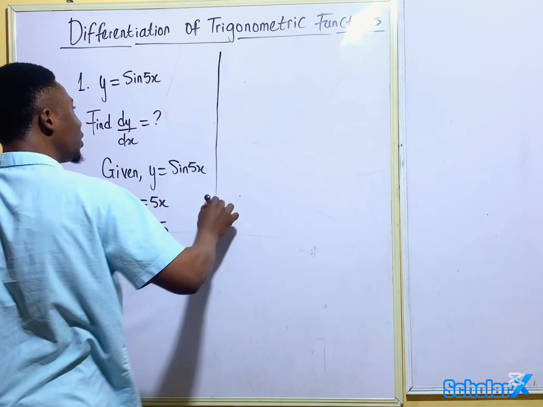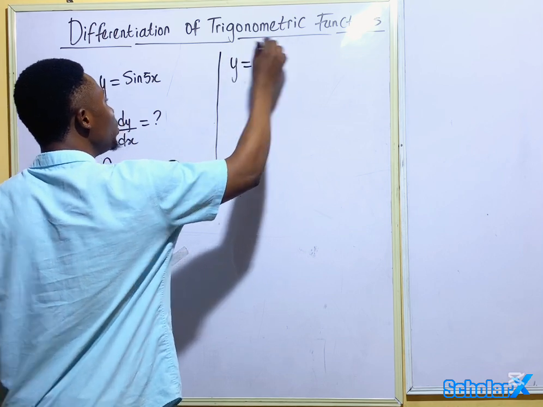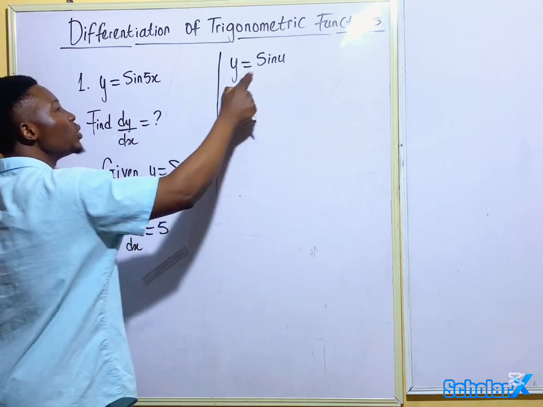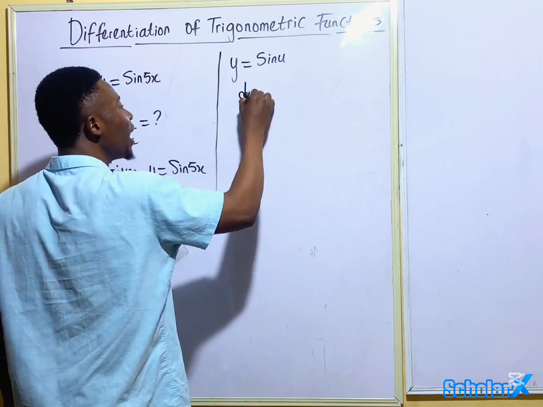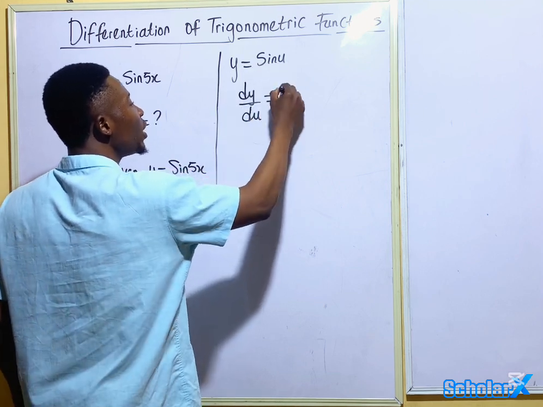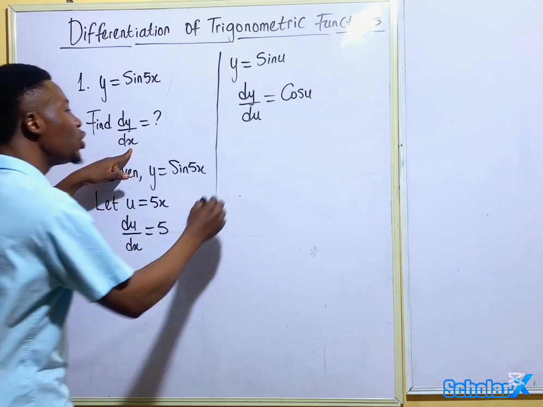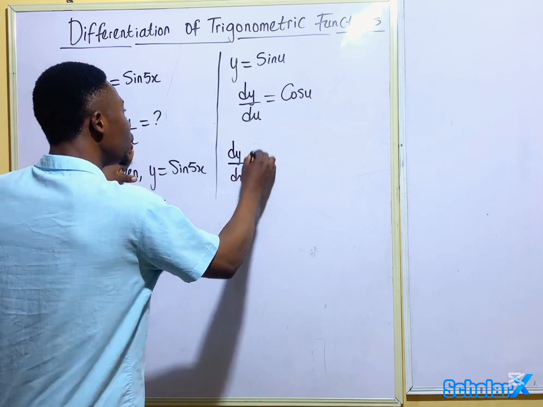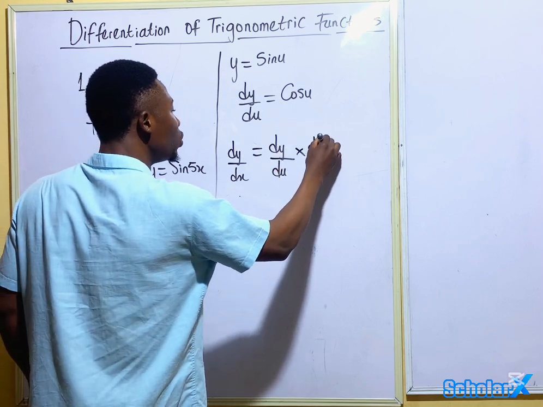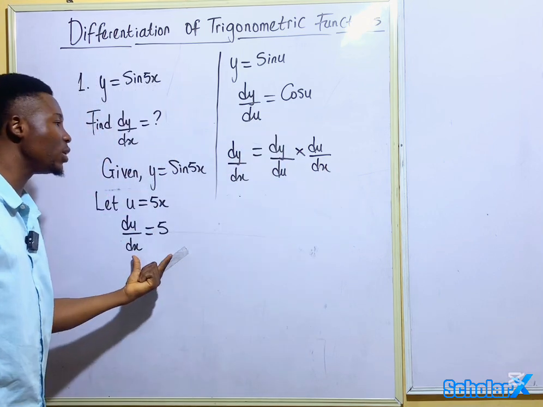Now, don't forget that y is equal to sine u, because you said let u be equal to 5x. So it means that y is now going to be equal to sine u. So find your dy/du. That's differentiating y with respect to u. If you differentiate sine u, you're going to have cos u. So finally, what will be your dy/dx? Your dy/dx is going to be dy/du multiplied by your du/dx. That means you multiply what you differentiated here by what you differentiated here.